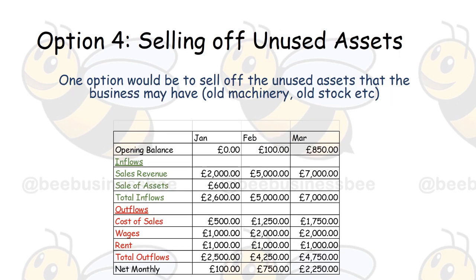Or we could look at option 4, where we look to sell off some of the unused assets. Now remember, an asset is something that a business owns, so this could be old machinery or old stock left lying around. So if we were to sell off £600 worth of old stock, look at how that impacts on our current position financially. We have a positive net monthly of £100 and the liquidity problem has been solved once again.